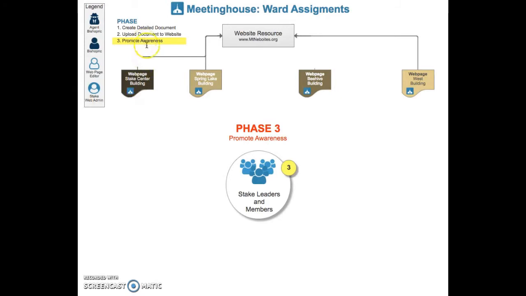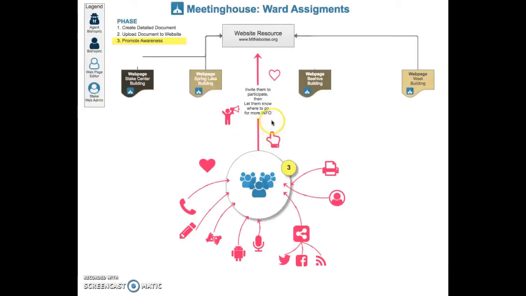The next part of phase 3, so after creating the document, uploading it to the website, the last thing and the most important is we need to promote awareness. We have stake leaders and members that want to understand what's going on, and in order for them to do that and understand that, they need to know where to go. So we promote first by inviting them to participate. Let's say that we're inviting members in our ward to set up chairs this week, and because nobody's been coming, we say, hey, look, we'd like you to come. We'll invite you with love, and we'll do it either by printing out the schedule, handing it to them, social media, over the pulpit, a lot of different ways to let them know, to invite them, and then let them know what the website is and where to go.